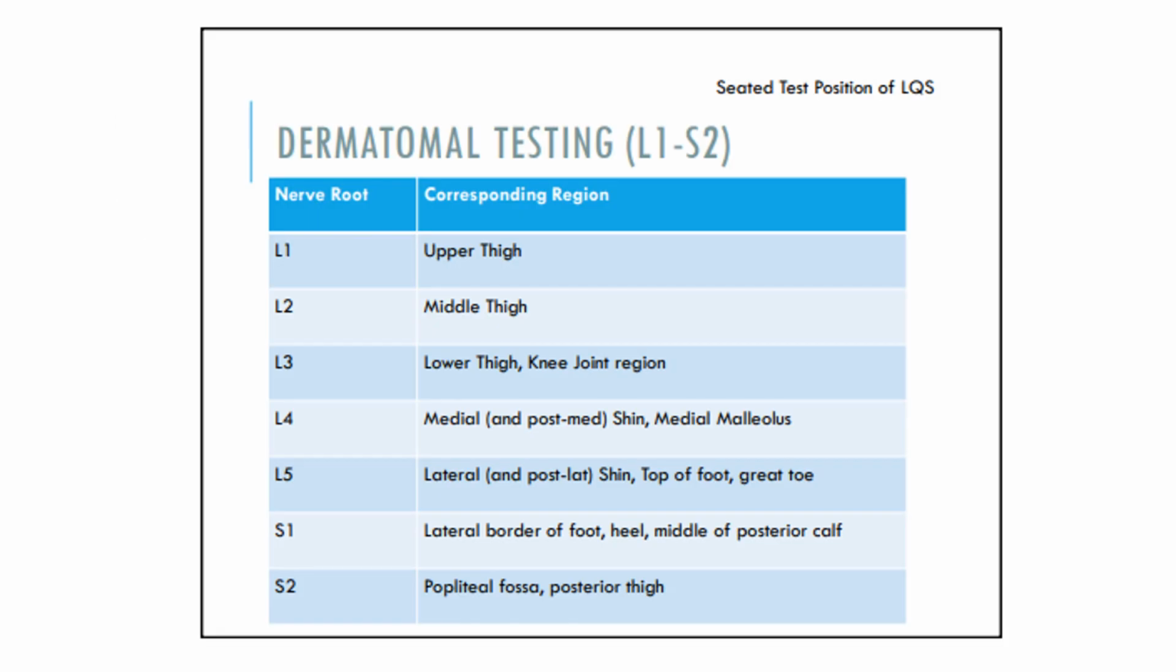This slide provides the nerve root and the corresponding region for dermatomal testing. Make sure you take the time to review dermatomal testing, because once again, this is going to be important in our differential diagnosis. When we deal with individuals who have lumbar spine disorders and one dermatome is involved, that's sometimes consistent with nerve root pathology. However, our concern is when we begin to see multiple dermatomes involved in the same patient, and why that may potentially be.